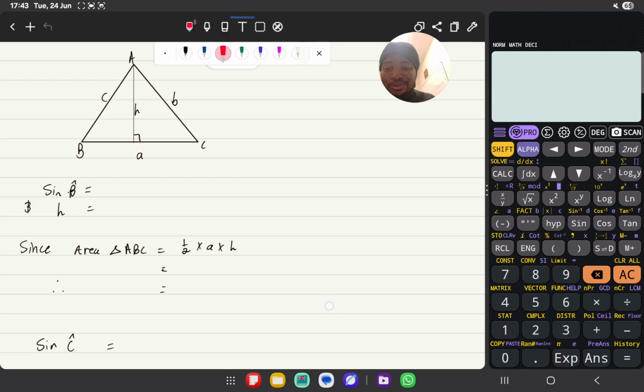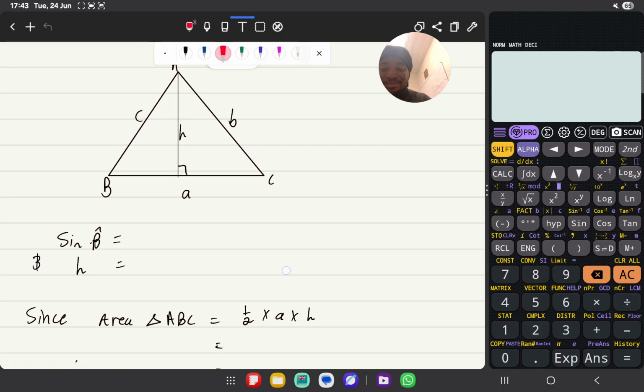I think I want to skip this because you've already done it, but I'll just go through it again, right? So we have the sine B here. This is angle B. Maybe I could say beta. We have sine B, here's the angle, and sine B is opposite over hypotenuse, right? So now what's going on here?